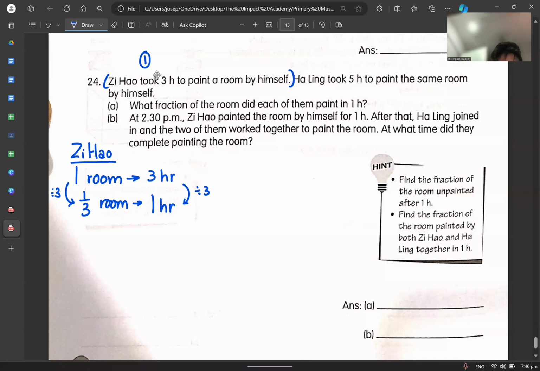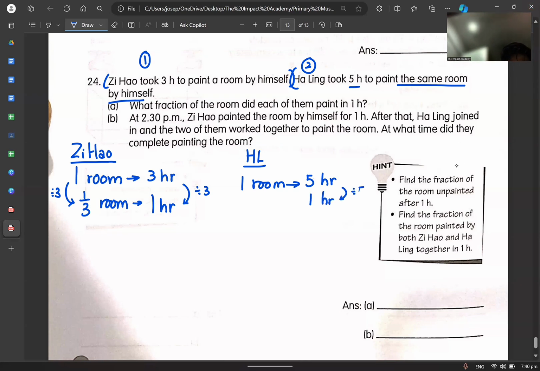Now, once I'm done with this, I want to move on to sentence number 2. Sentence number 2 says, Harin took 5 hours to paint the same room by himself. So one room, same thing. 5 hours. If I'm too fast, let me know. And we want to get to our Mr. Green Man first. So we divide by 5 on this side as well, and I'll get 1/5 of the room.